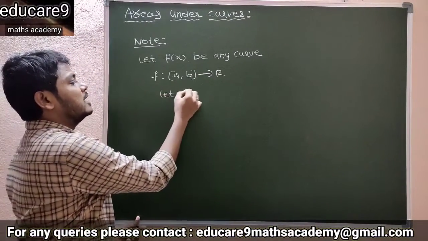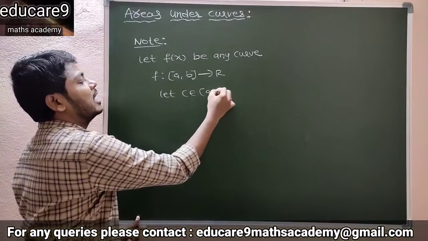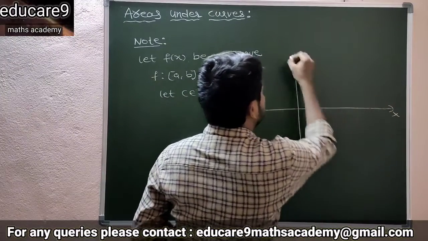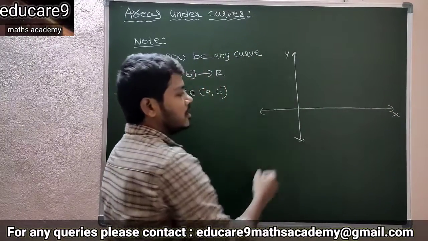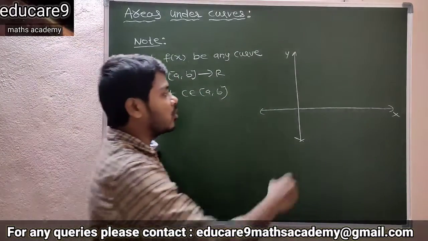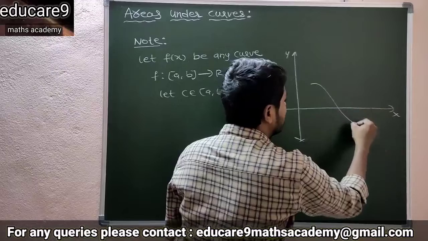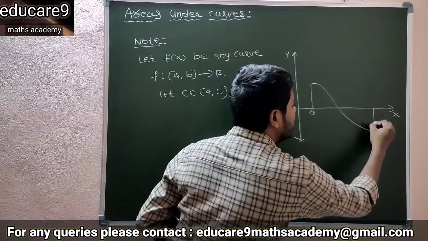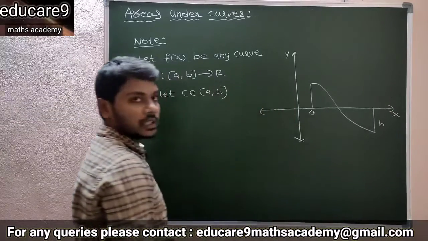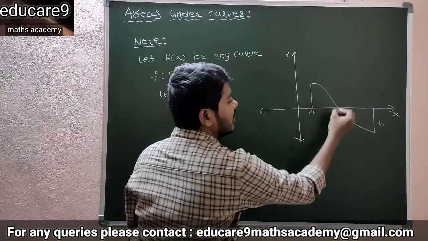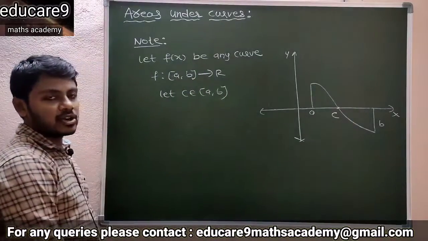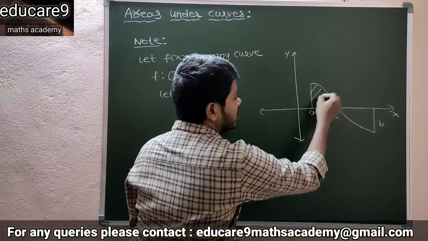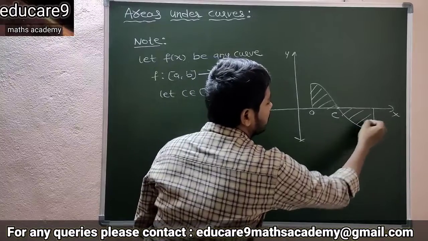Suppose c belongs to the closed interval a comma b. So here, consider the coordinate axis. This is the x and y axis. Suppose y is equal to f of x is any curve that crosses the x-axis within the interval a to b. Suppose the graph crosses the x-axis at x is equal to c. Now clearly see here, what is this area and this area?